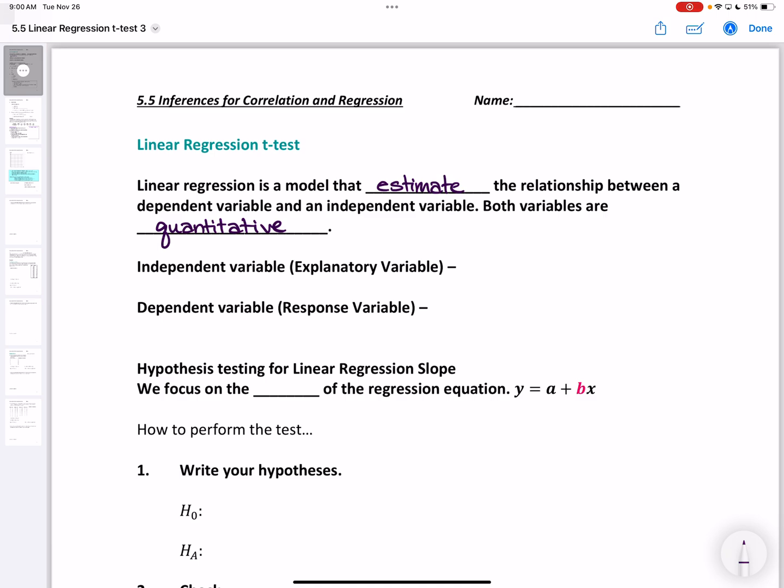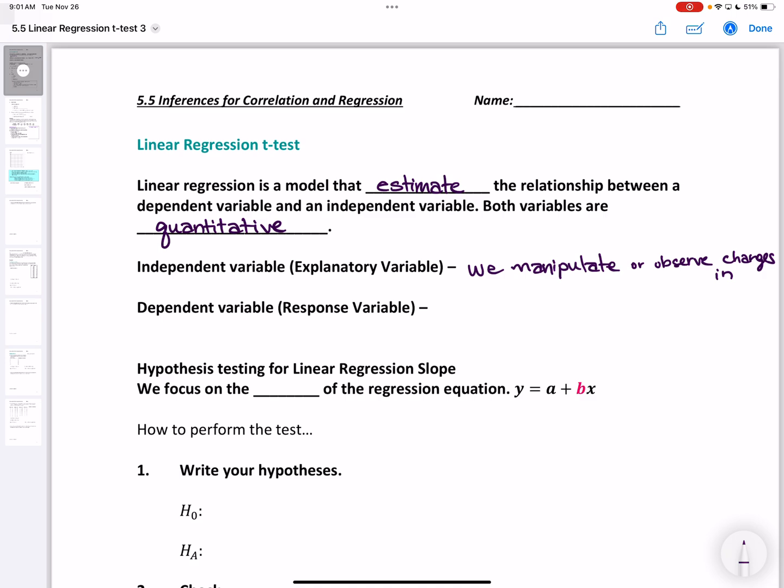Quantitative. So the first one, which we call the independent variable, is sometimes referred to as the explanatory variable, and that is the variable that we manipulate or observe changes in. Okay? So that's the variable. Maybe, for instance, you're interested in caffeine and energy levels. So you're going to change caffeine, the amount of caffeine, and then observe the change in a person's energy level. Okay?